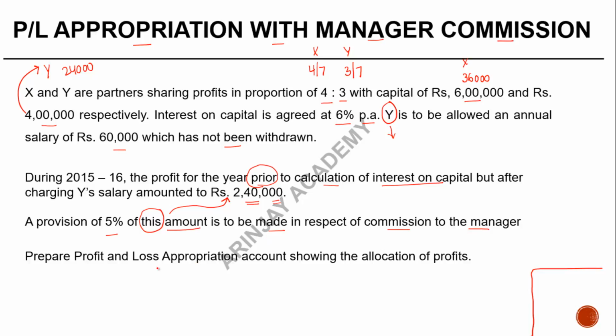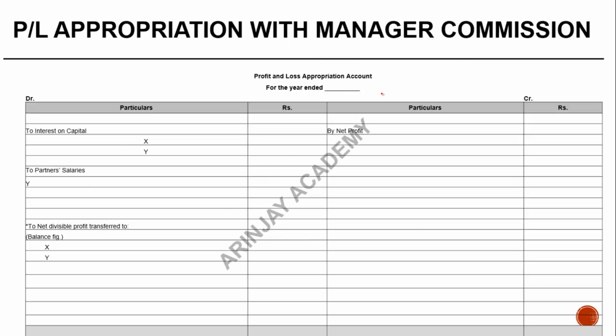Prepare profit and loss appropriation account showing allocation of profits. Now, there may be two views possible as to whether this amount should be treated as profit, and some may come back and say so. But you can incorporate a suitable note stating the assumptions that you have made. Let's do that. So, profit and loss appropriation account for the year ended 31/3/2016.